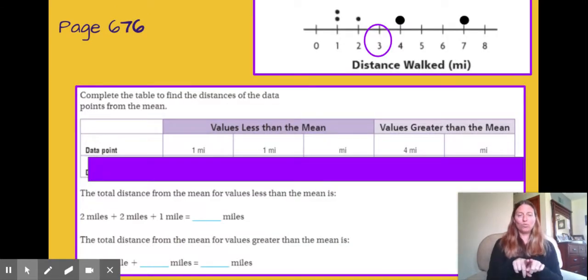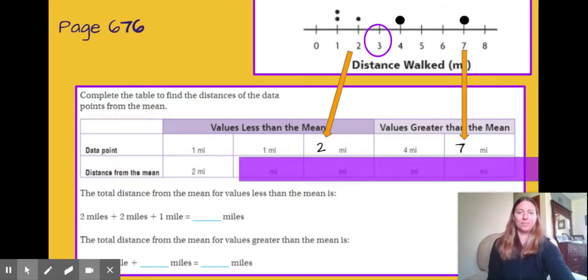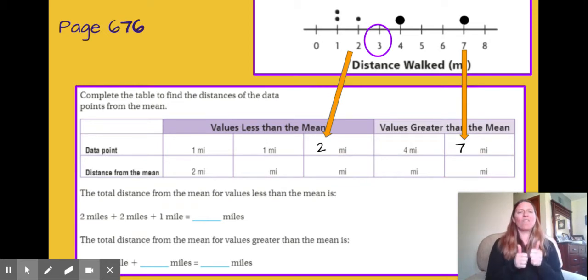Also on this page is some charts. It says complete the table to find the distance of the data points from the mean. So we know the mean is 3, and all the values less than 3 are the 1 mile, 1 mile, and 2 miles. And then if you look, the values that are greater than 3 are 4 miles and 7 miles. Now you need to find how far away those points are from the mean. So from 1 mile to 3 miles, there's 2 miles in between. And you continue to fill out the chart.